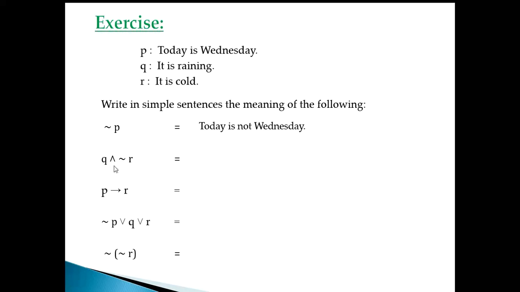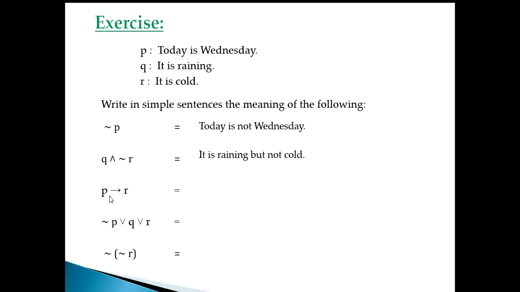Next, suppose you have Q and this is your conjunction and negation R. So this Q is it is raining, and what is the negation of R? It is not cold. So when you combine, it is raining but not cold. Right? What is the meaning of this? Q and negation of R.